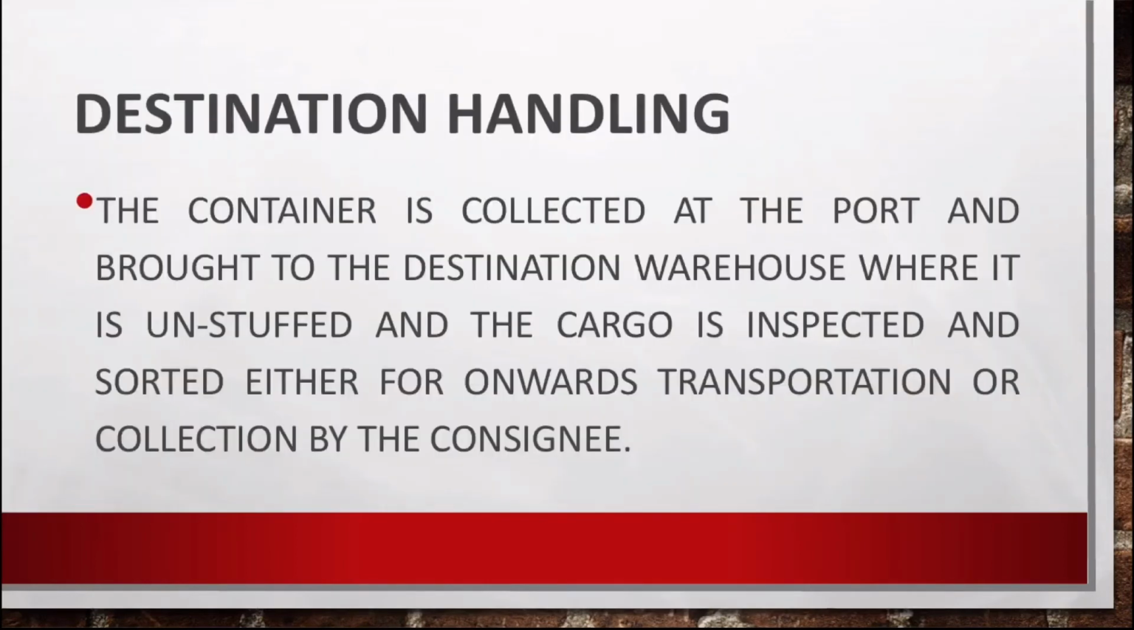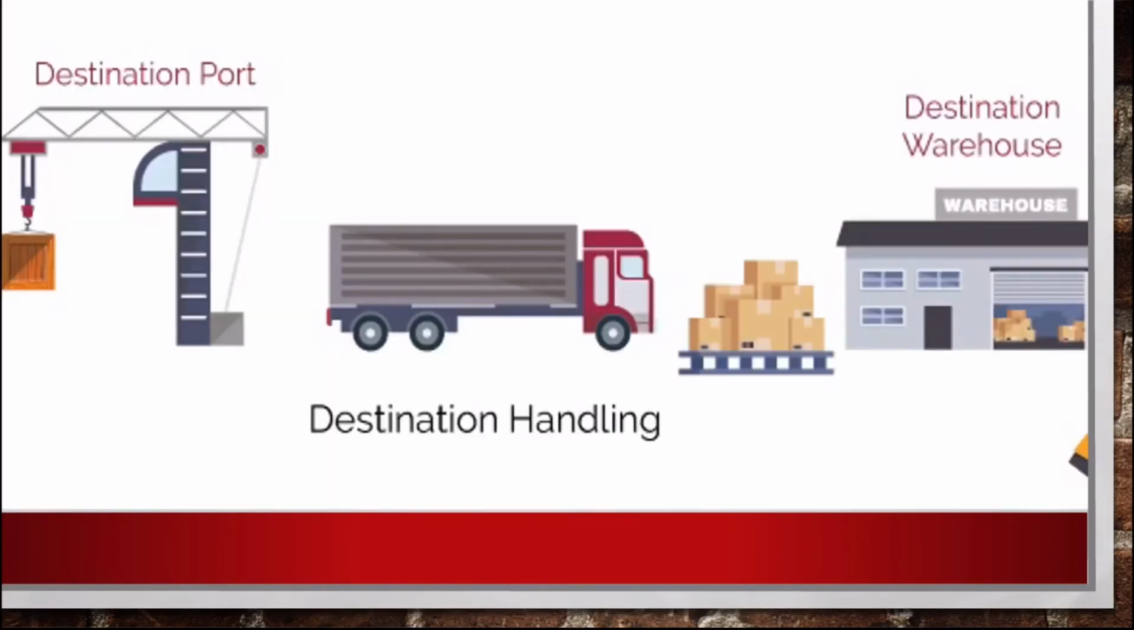Destination handling. The container is collected at the port and brought to the destination warehouse where it is unstuffed and the cargo is inspected and sorted either for onward transportation or collection by the consignee. Destination handling comprises a number of activities performed at the destination office of the freight forwarder. It starts with receiving documents from the freight forwarder's office or agent at origin, checking the documents, and submitting the original carrier bill of lading to the shipping line.